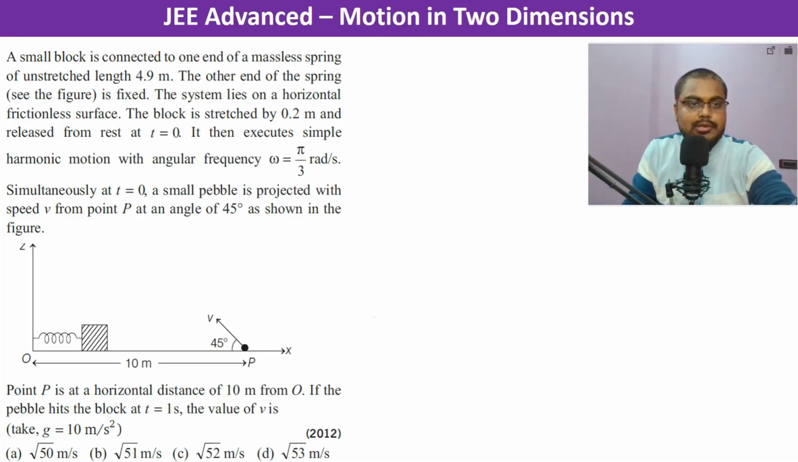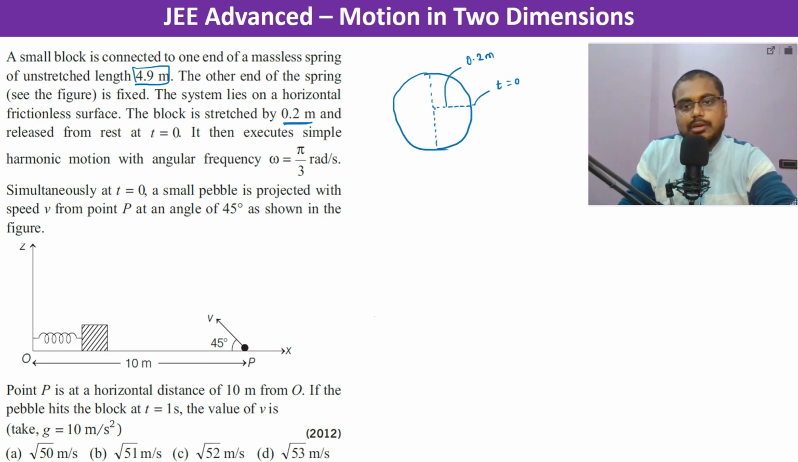A small block is connected to one end of a massless spring of unstretched length 4.9 meters. The other end of the spring is fixed. The system lies on a horizontal frictionless surface. The block is stretched by 0.2 meter, so the amplitude is 0.2 meters, and released from rest at t equal to 0. So it is released here. This is the position at t equal to 0, and the amplitude is 0.2 meters.